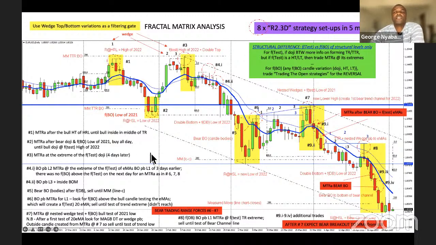So this is everything we're looking at. Now I've put a lot more detail. You can see, this is a note I write to myself. So this wasn't written for this session. That's to me as a reminder. Use wedge top and bottom variations as a filtering gate.